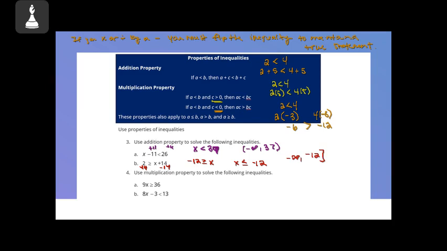Next one, we have 9x is greater than or equal to 36. So if I want to get x by itself, I have to divide by 9. I'm going to divide both sides by 9. So divide by 9, divide by 9. And now we'll get x is greater than or equal to 4. That means 4 is the lowest I can be. Equals to means I square bracket it, and I can go up to infinity.